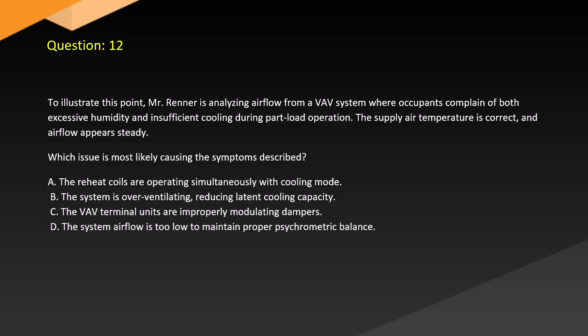B. The system is overventilating, reducing latent cooling capacity. C. The VAV terminal units are improperly modulating dampers. D. The system airflow is too low to maintain proper psychrometric balance.